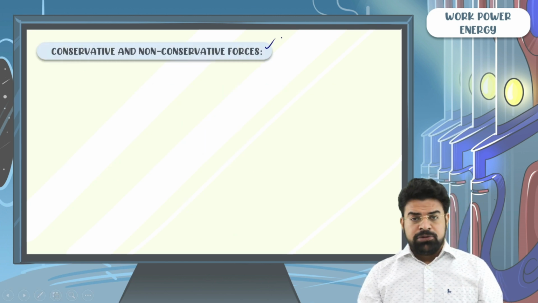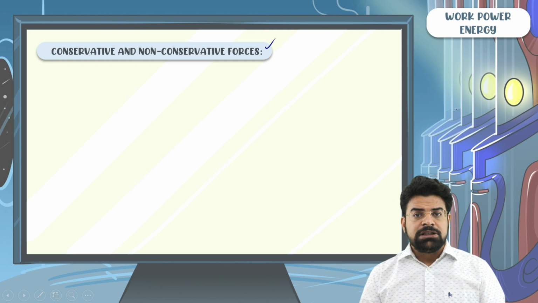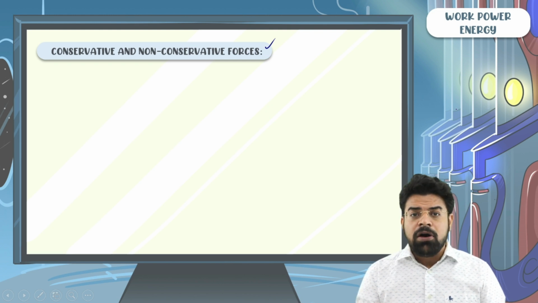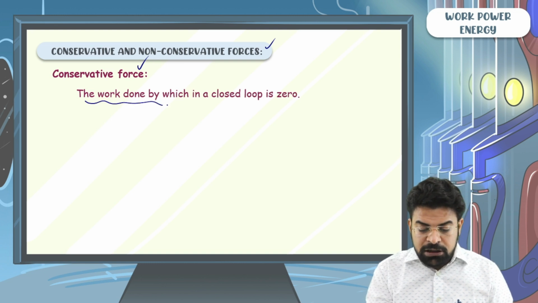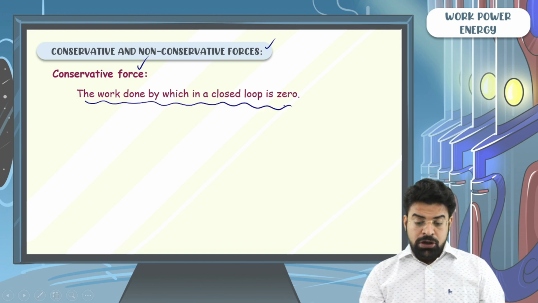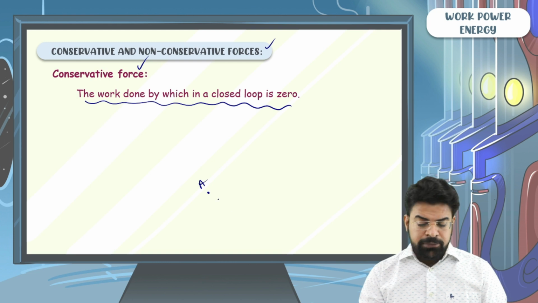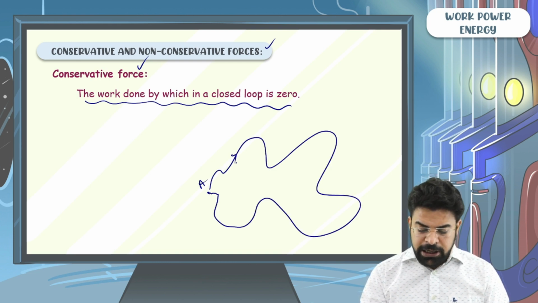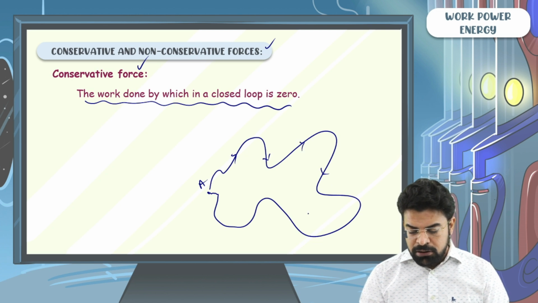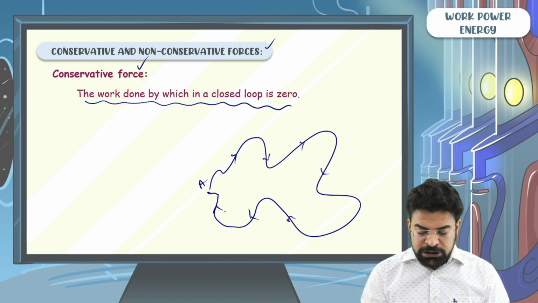There are two types of forces. They are called conservative forces and non-conservative forces. What are conservative forces? Conservative forces are those for which the work done in a closed loop is zero. So if you start from a point A, take any path and come back to the same point A, then the work done for a conservative force is zero.